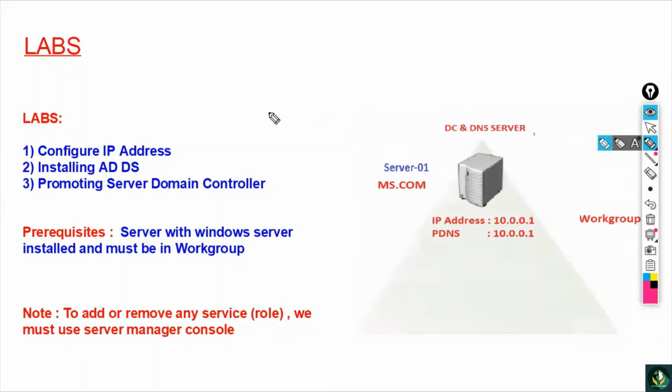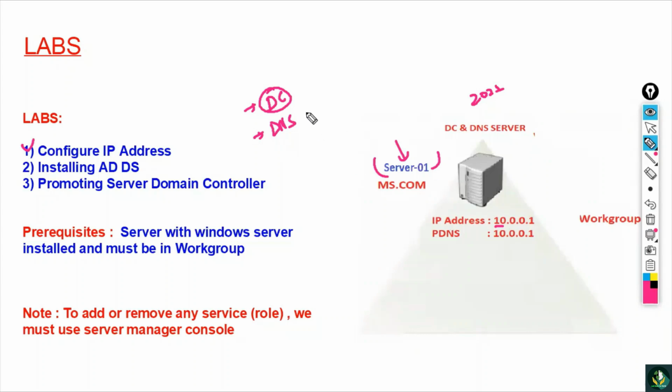So guys, you need to remember one point here. When you configure the domain controller, the DNS service gets installed automatically. To configure the domain controller, we need to configure the IP address. And where will you configure the IP address? We have already created one virtual machine. On that virtual machine, we have installed the Windows Server 2022 operating system, and we have provided the name server 01 to that server. On that server, we will configure the IP address 10.0.0.1.